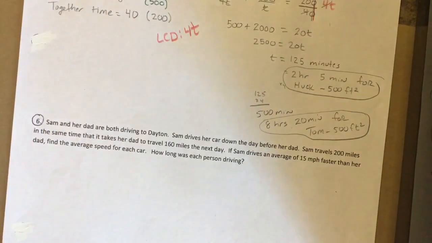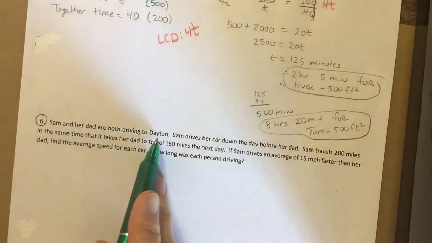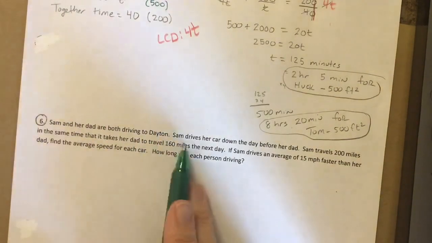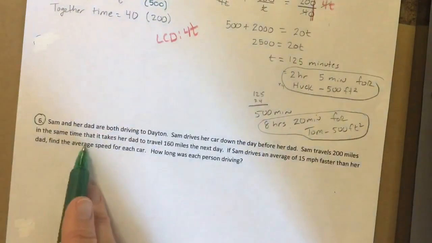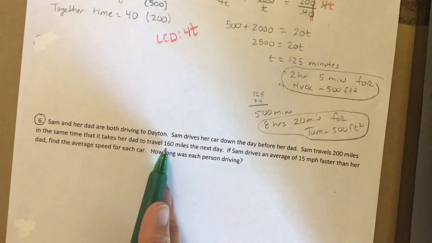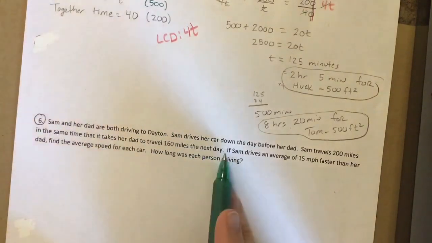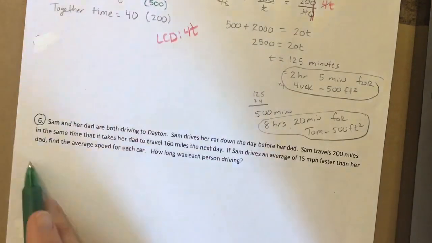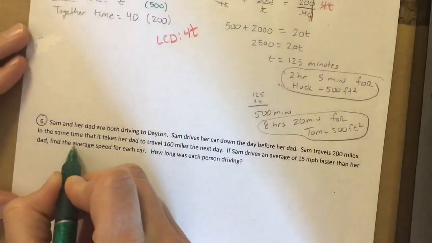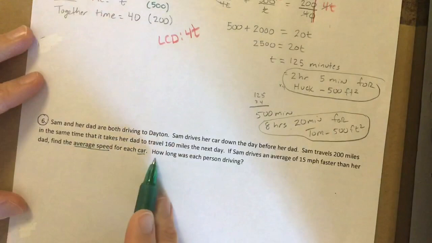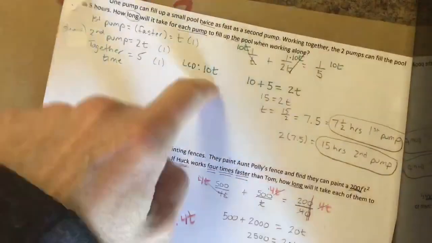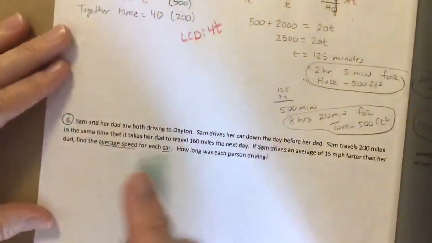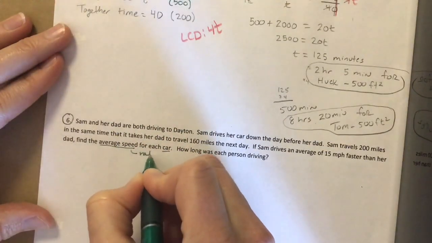Last one, Sam. Sam and her dad are both driving to Dayton. Okay. Sam drives her car down the day before her dad. Sam drives 200 miles in the same time it takes her dad to travel 160 miles the next day. If Sam drives an average of 15 miles per hour faster than her dad, find the average speed of each car. Okay. Then find how long was each person driving. All right. So we've been looking for time a lot recently, but this wants to know speed, which is rate.